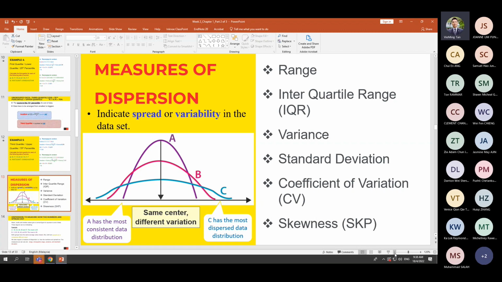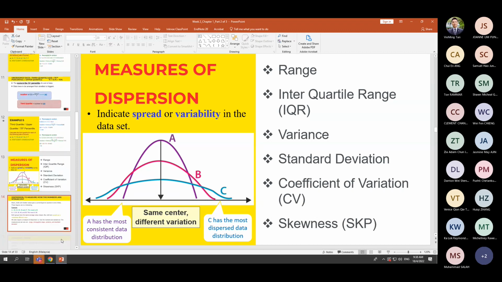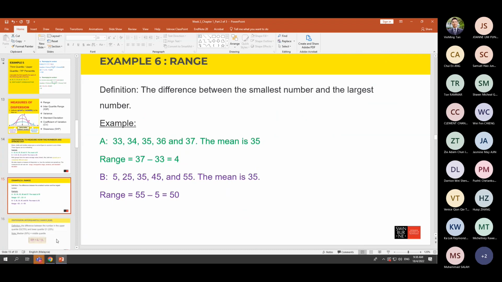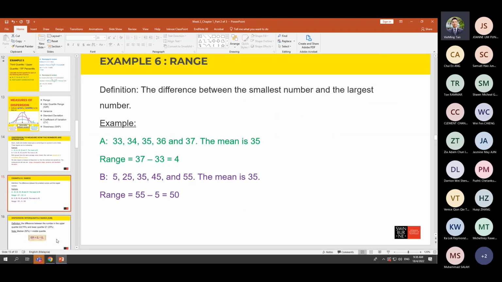We can use quite a number of measurements to analyze the dispersion of the data that we have. So let us start with range. Okay, example number 6. Let's say we have this data set: 33, 34, 35, 36, and 37. It's good that we arrange the data from lowest to highest. So the lowest number is 33, the highest number is 37.